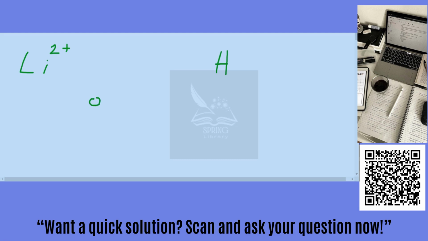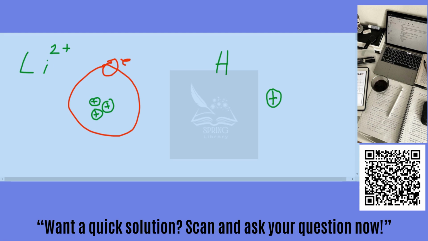If we look at our lithium atom, we have 3 protons in its nucleus and some amount of neutrons. I'm not going to draw those in because they do not affect our calculations. And we have a singular electron orbiting our lithium, whereas over here in hydrogen, we have a singular proton and a singular electron orbiting our proton.